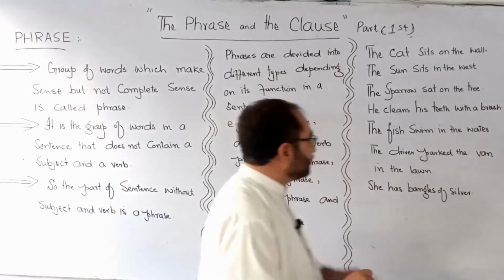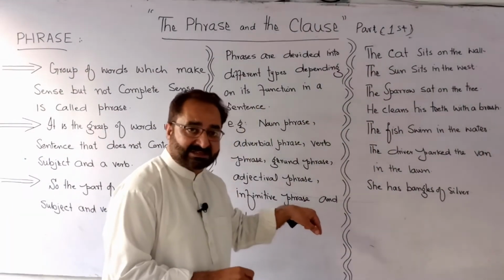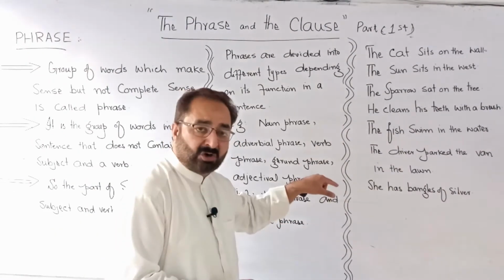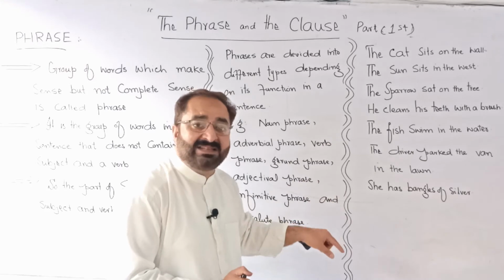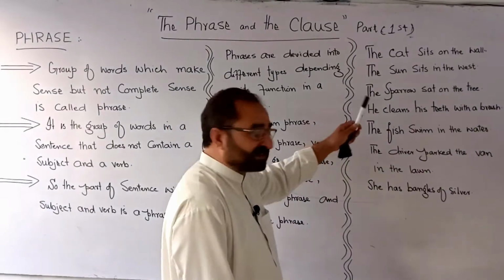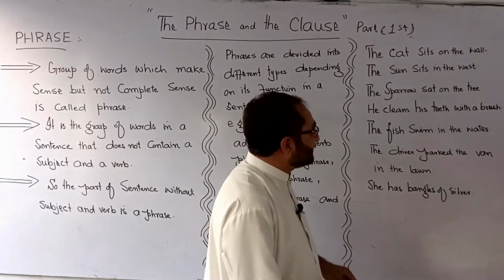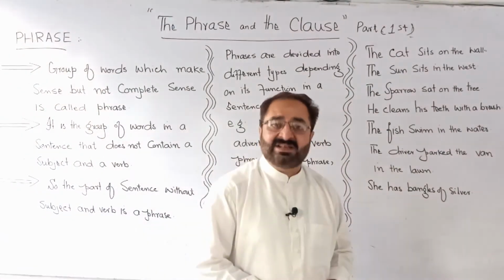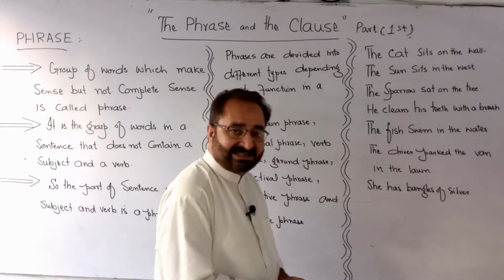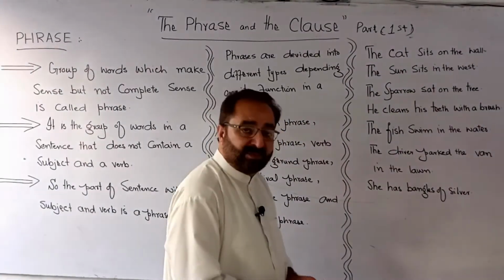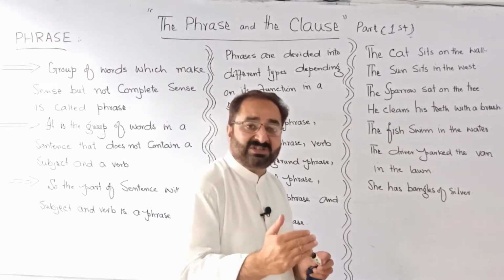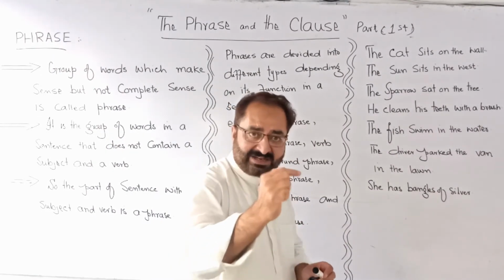Dear friends, look at here now. These are some model sentences, just for your understanding. If you think deeply about these model sentences, you will easily understand the phrases. Look at here, dears. In the first sentence: the cat sits on the wall. Now, we have to think deeply about how the words have been arranged and where the group of words is which hasn't any subject or verb.